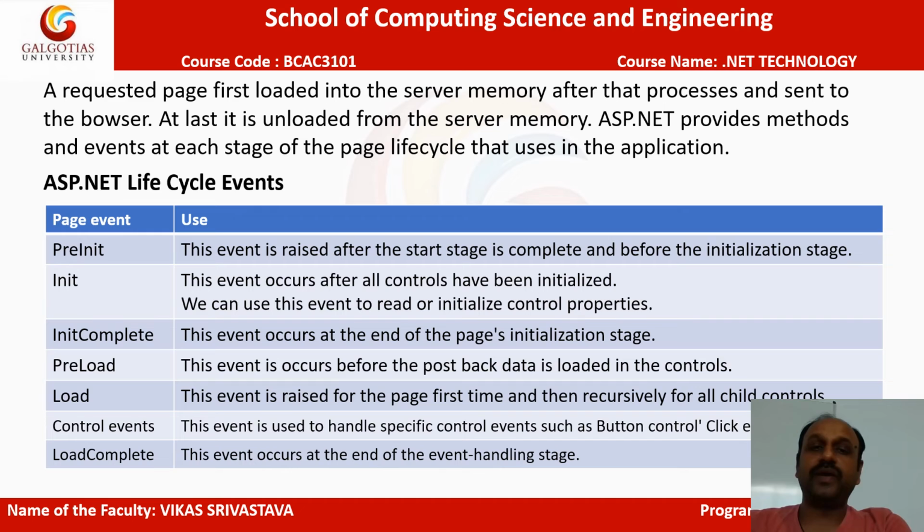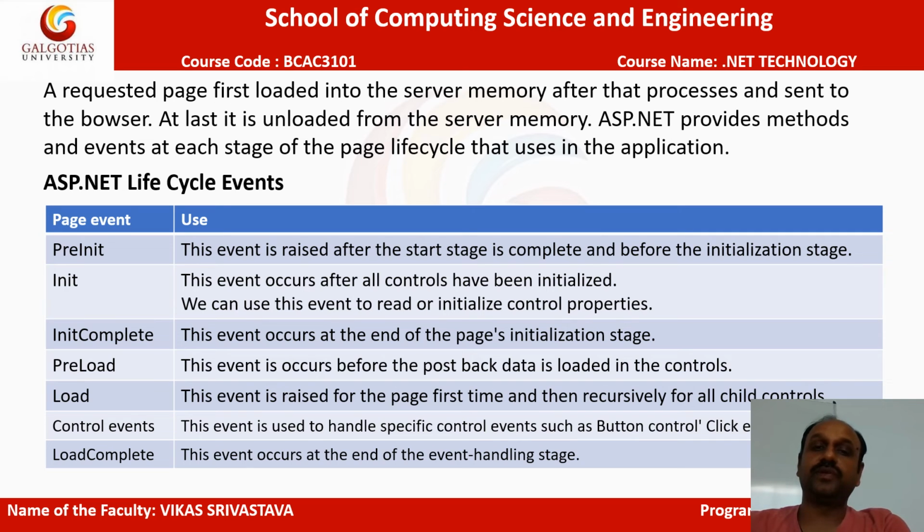So when your page is getting started, the pre-init event takes place. You can understand that this event is raised after the start stage is complete and before the initialization stage. As we have seen in the last page life cycle, there are three steps before initialization. This event is triggered internally, or implicitly, by ASP.NET before going for initialization. Then the init event occurs when all the controls are initialized, then init complete, which is basically for taking input from the users.